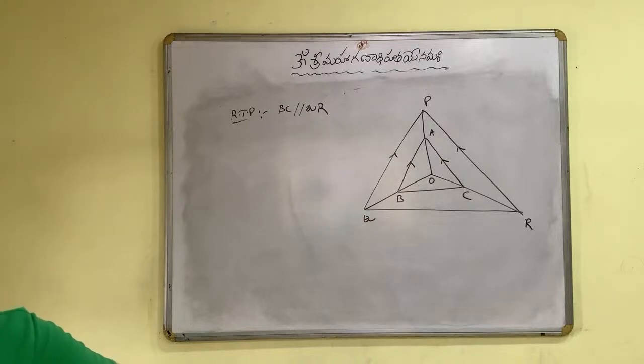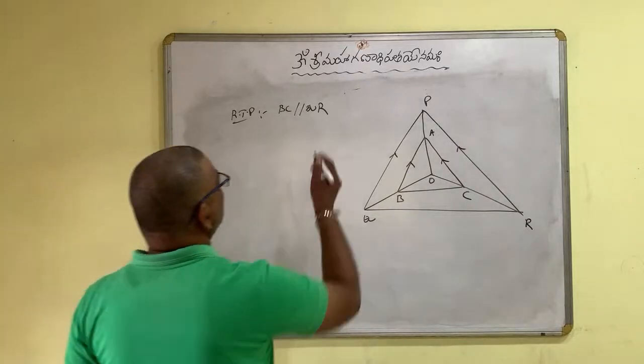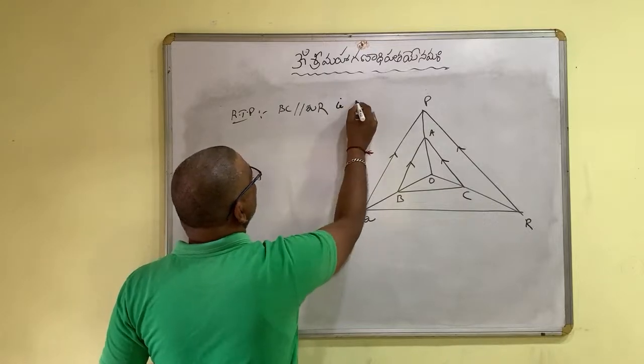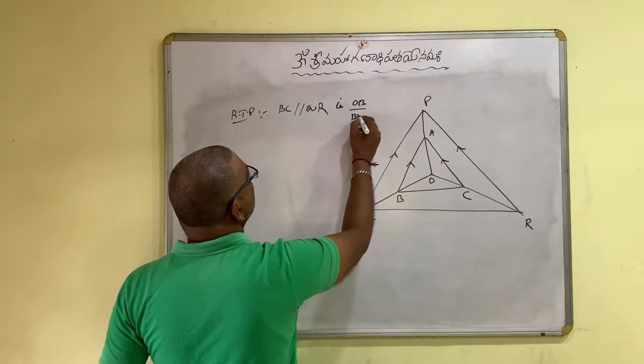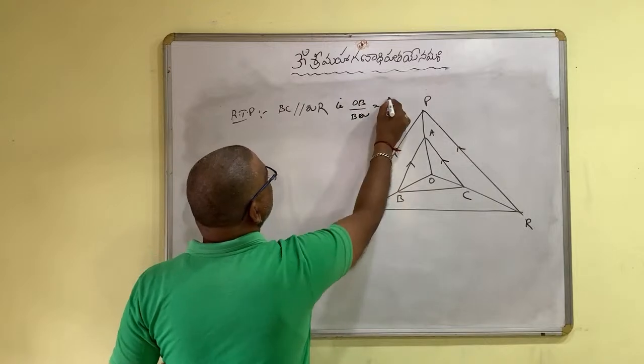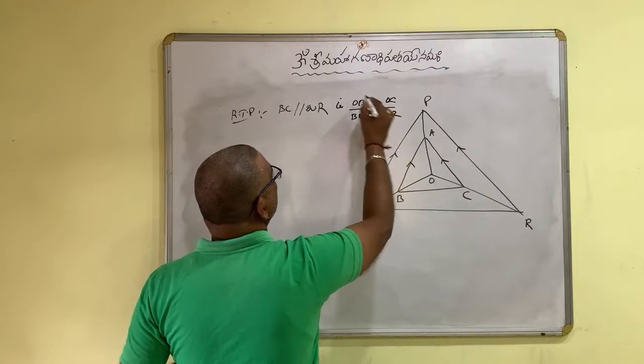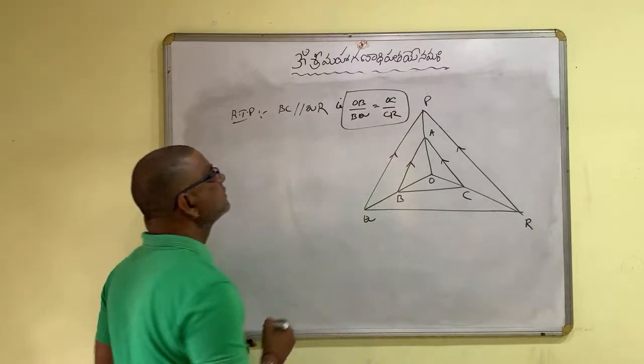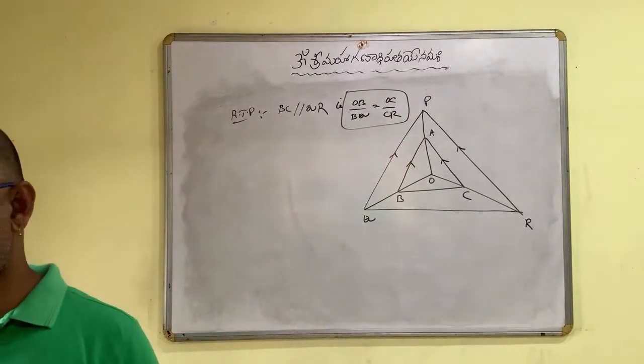Kriti, OB by BQ is equal to OA by AP, OC by CR. We need to prove that, right, Kriti? We need to prove that OB by BQ equal to OC by CR. If we prove this, the problem is done.